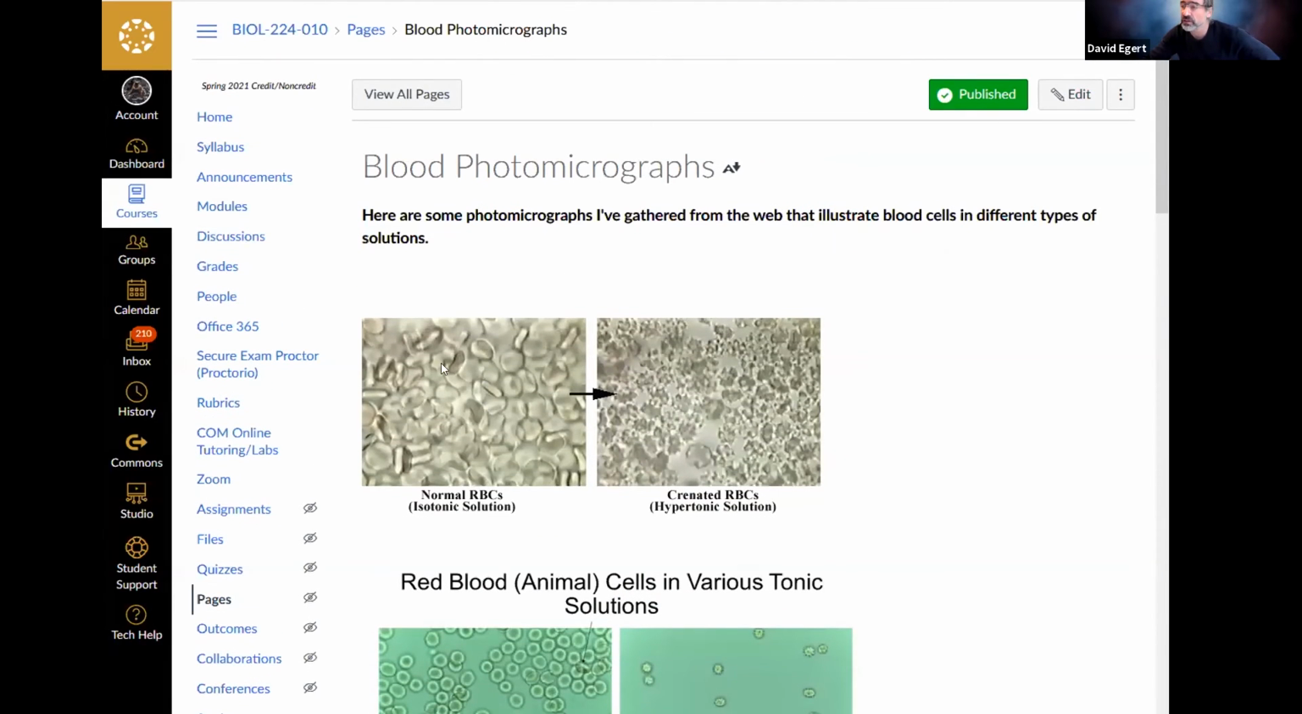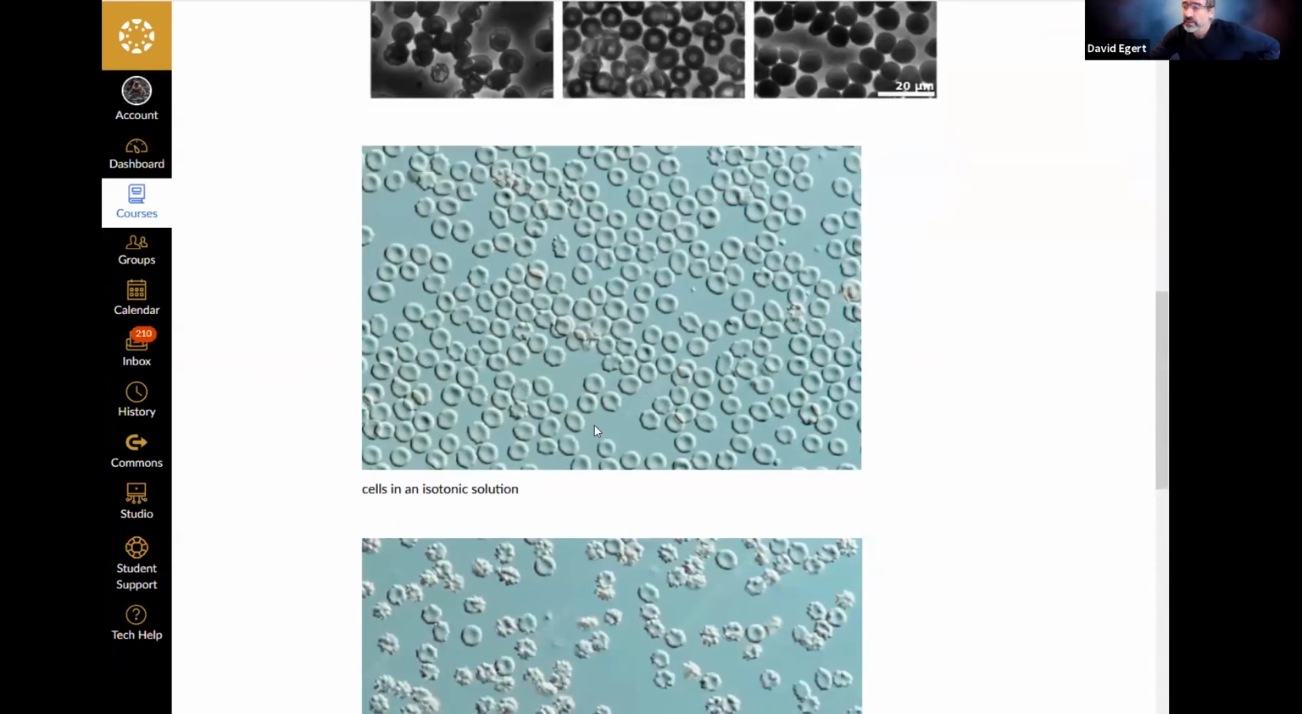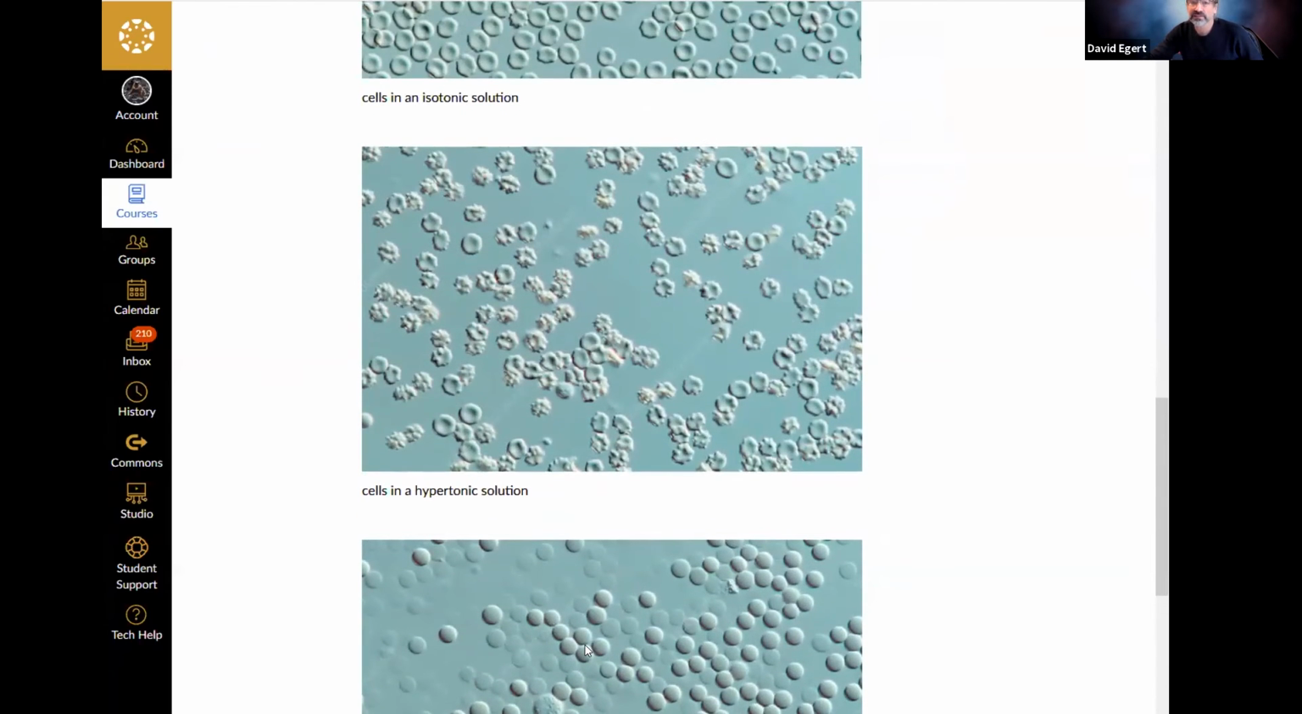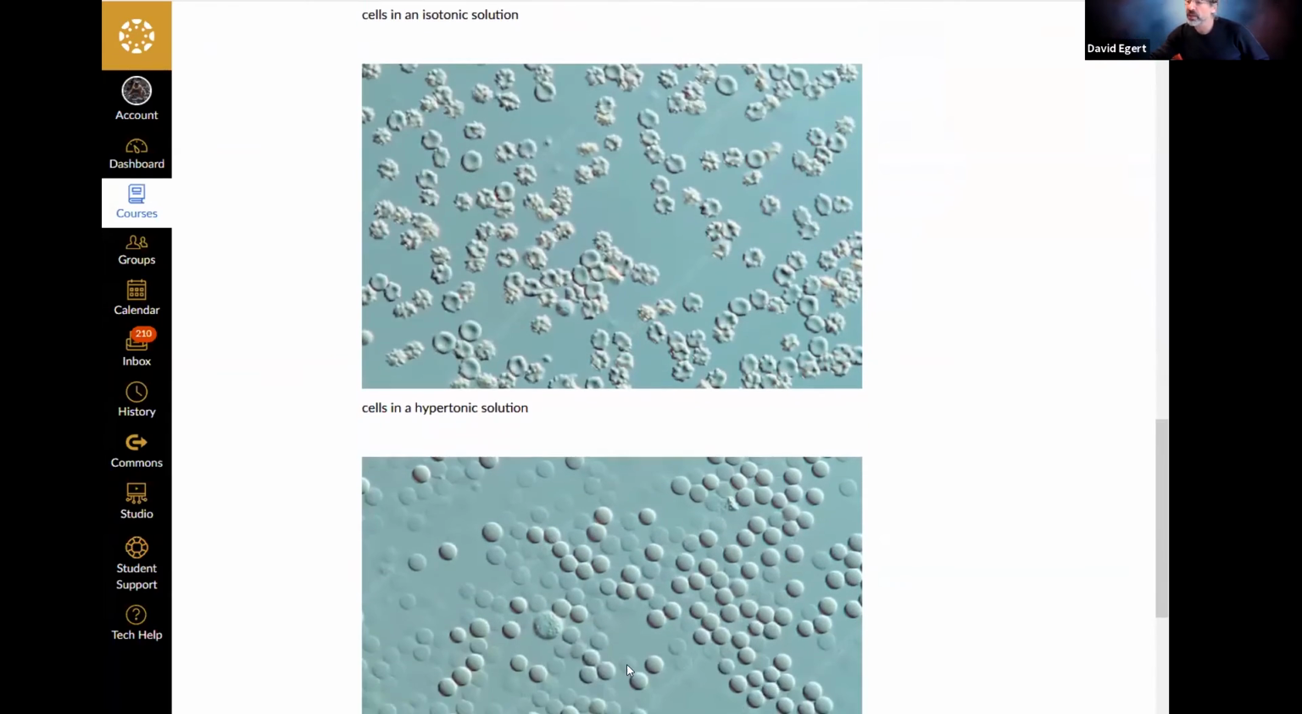Again, a normal red blood cell has both sides sucked in. If we have a slightly hypotonic solution, what are we going to expect? Swelling. It's swollen. So they're inflated. They don't have their dimples anymore, but they're not exploded, right? So they're still existing. So which tube might we find this in? Ones that are inflated, but not necessarily exploded.